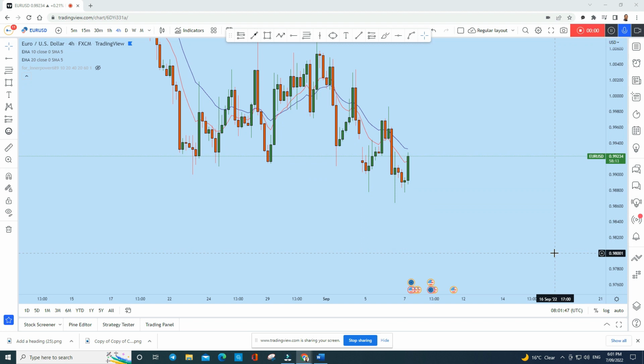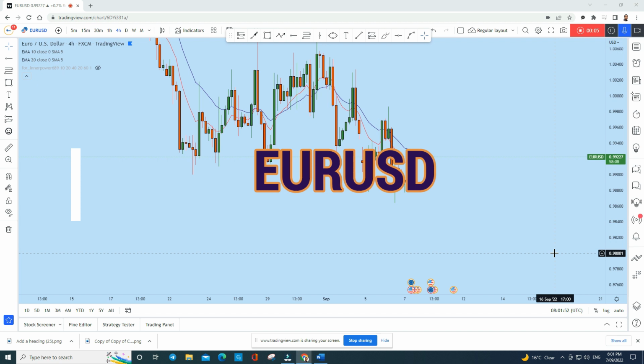What's up, traders? Let's do a complete updated multi-time frame analysis of Euro Dollar. Let's see what kind of trading opportunity we currently have in this instrument.